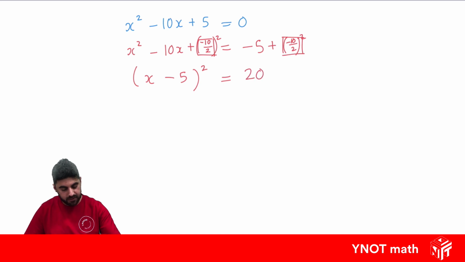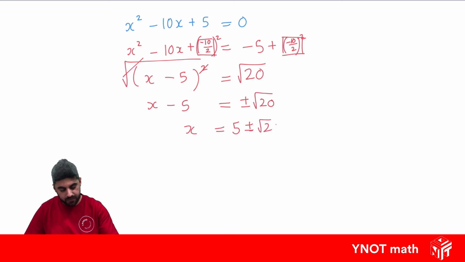So now we can go ahead and square root both sides, where the square and the square root will cancel out. So we get x minus 5 is what we're left with. We have to introduce a plus or minus. So we get plus or minus root 20. Now we can add 5 to both sides. So we get 5 plus or minus root 20.